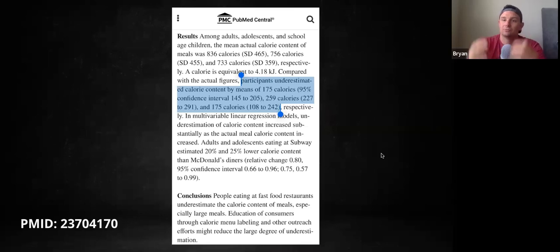Now, when it comes to the restaurants, I'm getting ahead of myself here. When it comes to the restaurants, most people don't understand how much of a difference it makes when we actually measure how many calories are in these meals. When actually studied, they found that the calorie content was usually about 175 calories, 259 calories, or even more above where they said. So when it comes to eating out, just know you're going to actually end up eating a lot more than you think you are.